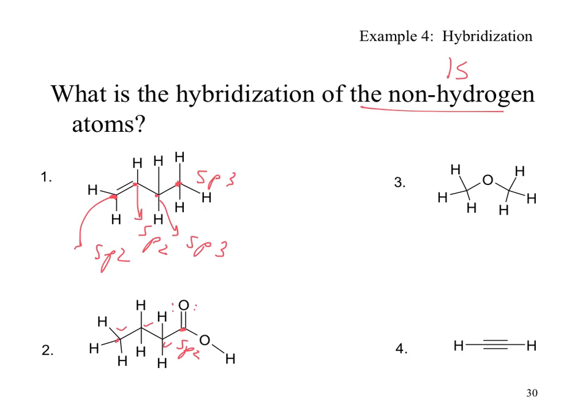Consider oxygens. In this case, oxygen is forming a double bond, so that will also be sp2. Oxygen here is forming single bonds. The total number of electron groups is 4 around oxygen, so that will be sp3. Notice item number 3. Both of the carbons are sp3, and oxygen also is surrounded by 4 electron groups, so that too is sp3. In the last case, you have a triple bond, and so each of those is an sp hybridized structure.